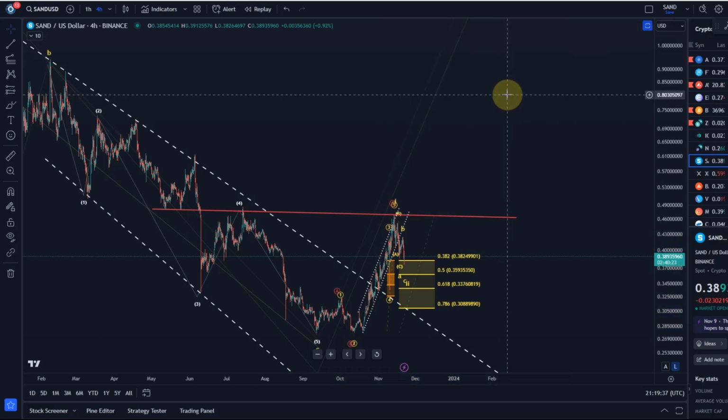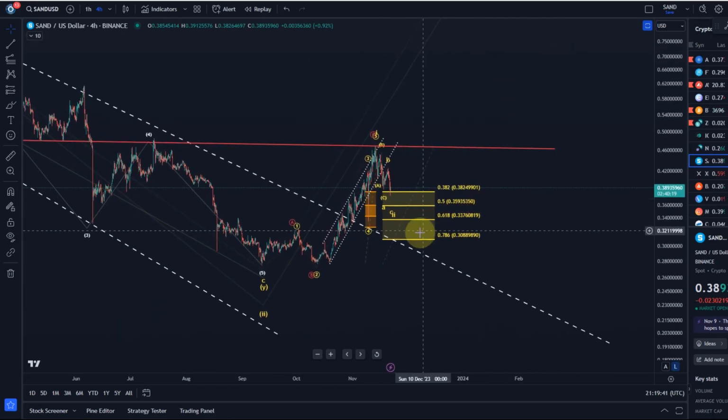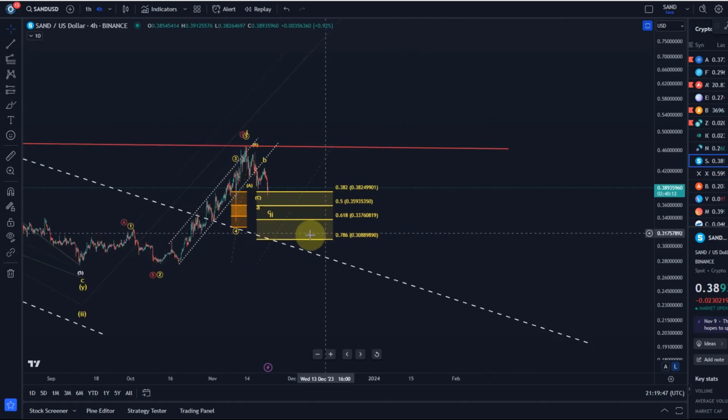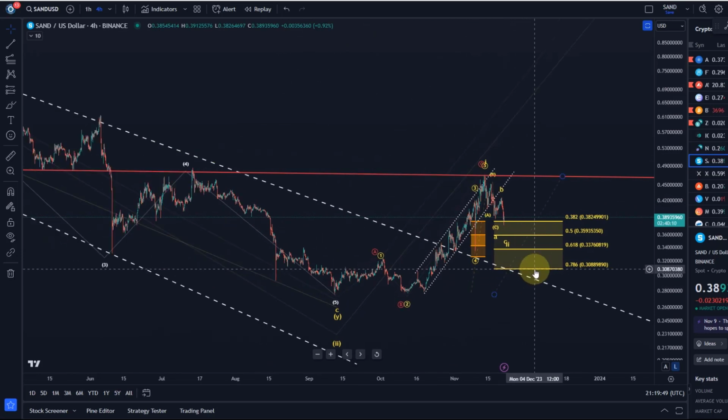But to get that third wave, there are a few conditions that need to be fulfilled. First of all, we need to hold the 78.6 retracement level. Ideally, it doesn't even go down that much. So that's at 30.9 cents. It would be ideal. In any pullback now, we have structural support here around the 33 cent mark. So it's the previous low we had here.